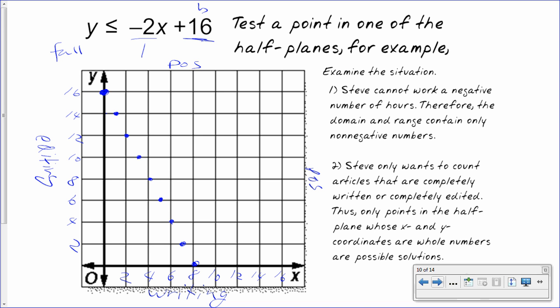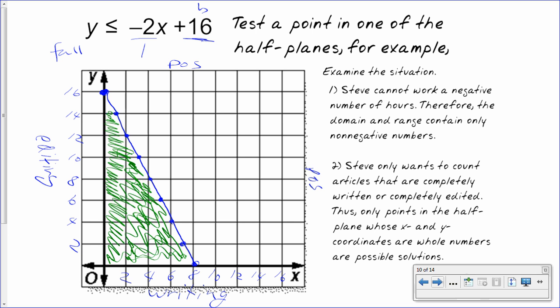I mean, solid line. Shade below or above? Okay, now, here's how to shade. You guys watch this. I'm not going to go past. I'm just going to shade all this area that's in here. Notice I don't need to go past because I can't work negative hours.